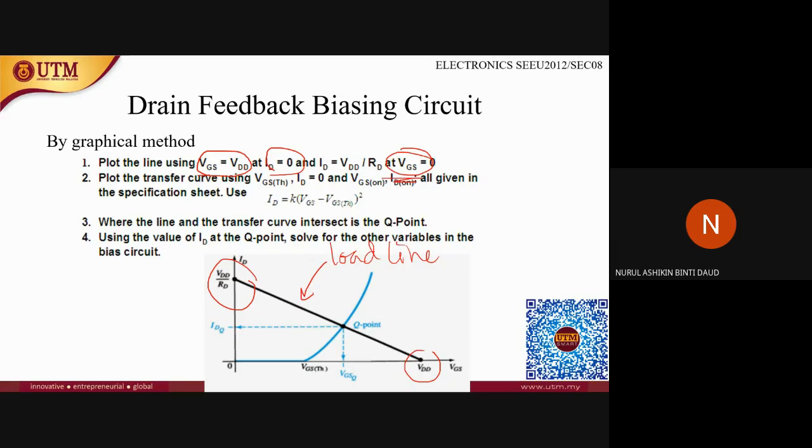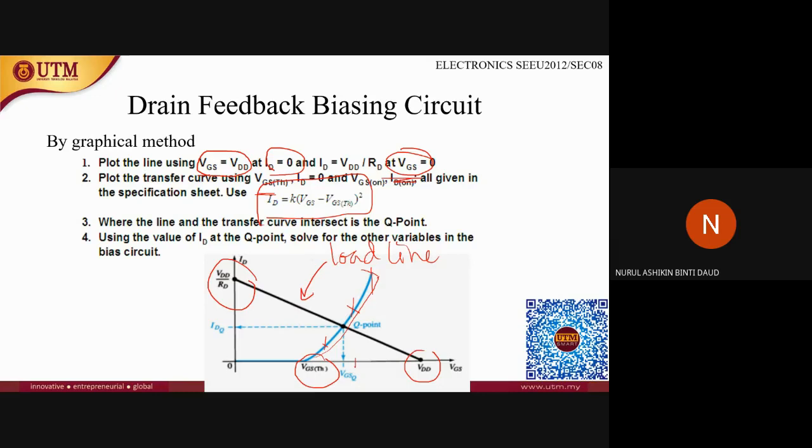Next, plot the transfer curve using VGS threshold, which is the threshold voltage, where ID is equal to 0. Usually the threshold voltage is given, so you know where to start. This can be plotted using this equation. By changing the value of VGS, you can find the value of ID. So take several points and then connect the dots, and you can get the transfer curve.